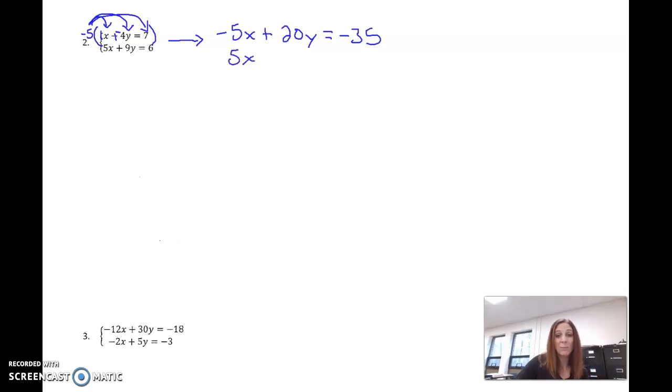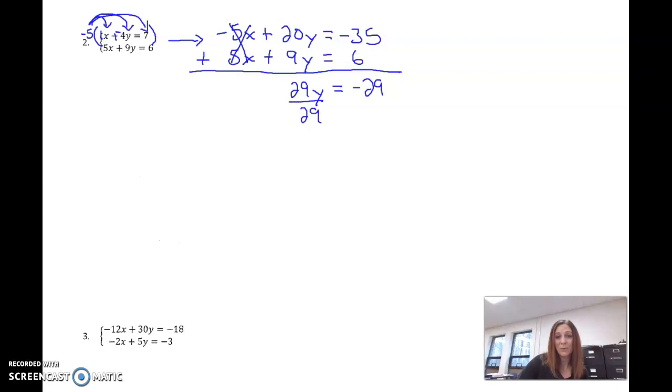Again, you could multiply both by something, and eventually you'll have to. But if I did it this way, I don't have to. Okay, so now that I've dealt with opposites, I combine them. Negative 5x plus positive 5x, gone. 20y's plus 9y's is 29y's. Negative 35 plus 6 is a negative 29. Solve for y by dividing both sides by 29. And we get y equals negative 1.